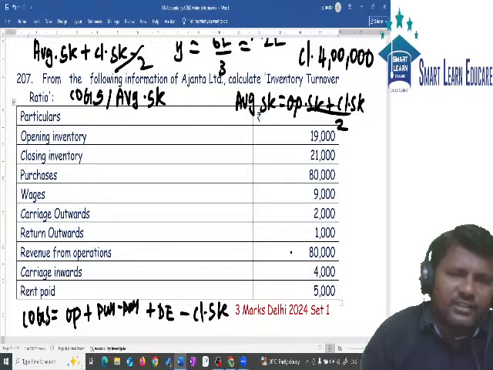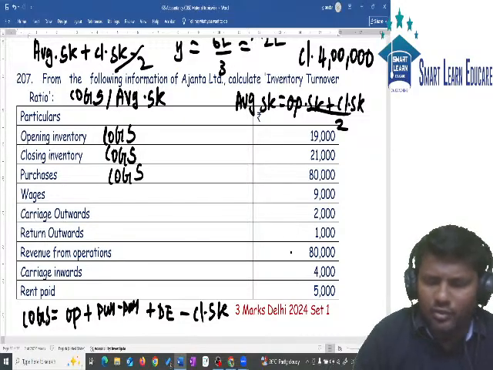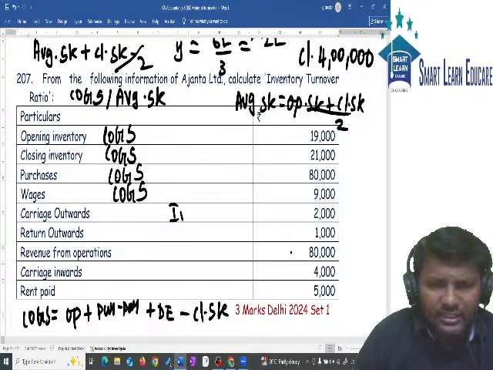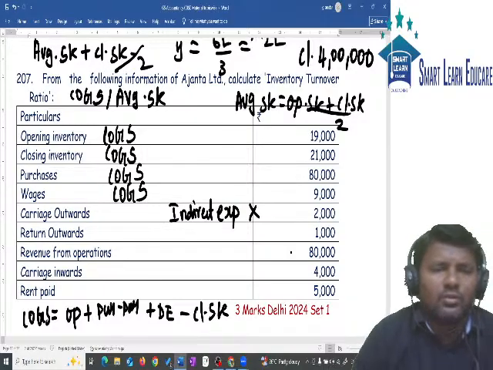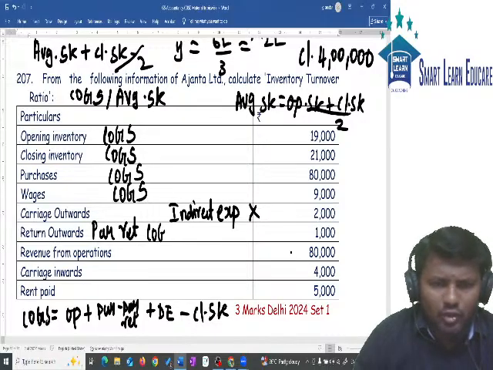What all are considered for cost of goods sold? Opening stock, closing stock, purchases and wages are considered. Carriage outward is not a direct expense, it is an indirect expense. Indirect expenses are not considered for cost of goods sold. Return outward means purchase return, and it is considered.